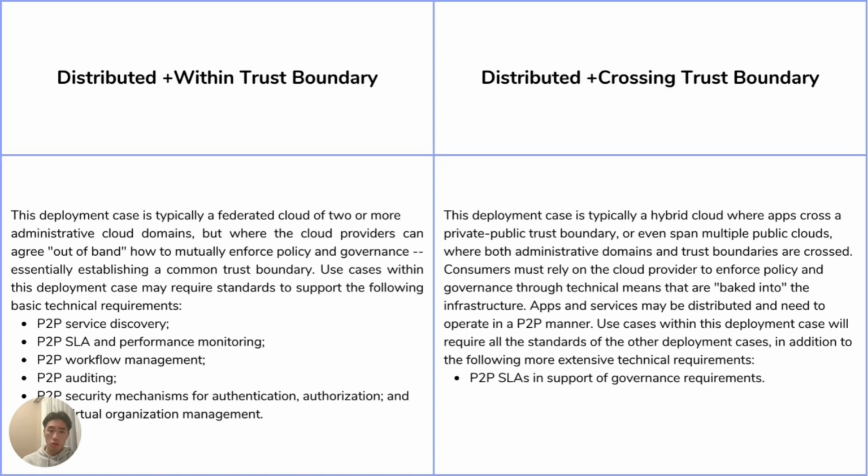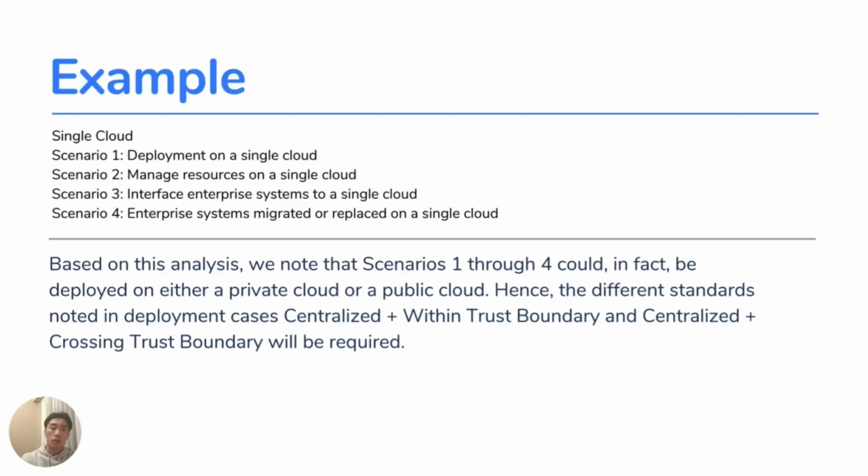The distributed integrated within a trust boundary requires implementing P2P service discovery, P2P SLA and performance monitoring, and so on. And the distributed integrated crossing a trust boundary requires implementing a P2P SLA in support of governance requirements. For example, if we face a situation to handle a single cloud deployment, based on this analysis, we know scenarios 1 through 4 can in fact be deployed on either a private cloud or a public cloud. Hence, the different standards noted in the deployment cases centralized plus within trust boundary and centralized plus crossing trust boundary will be required.